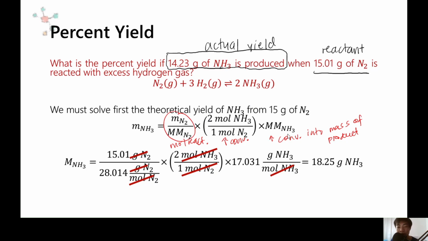So, you just do this equation. Get the mole of your reactant first, convert that mole of reactant to mole of product, then convert the mole of product to mass of the product. So this is the format of the equation. That's 1501 divided by 28014, times this, times that. This is the molar mass of NH3. So you have 18.25 grams of NH3.